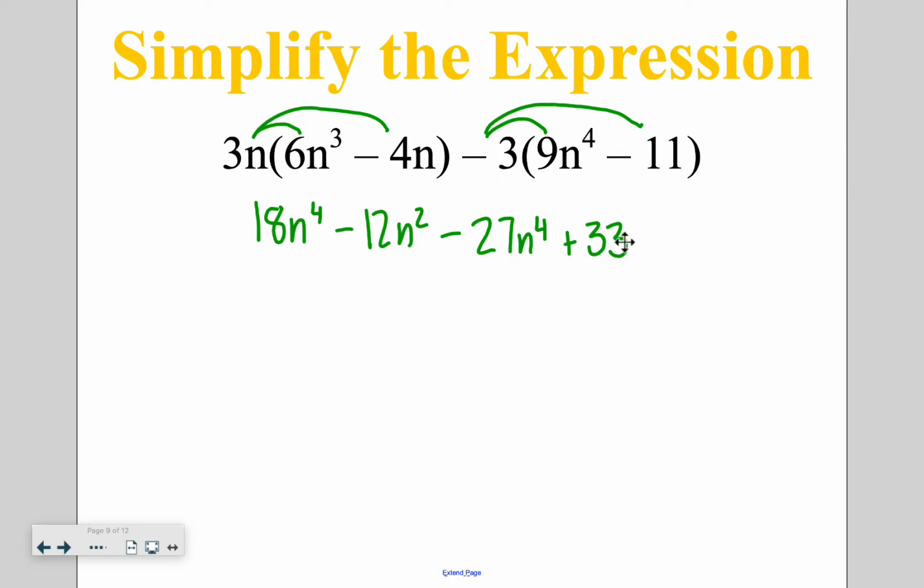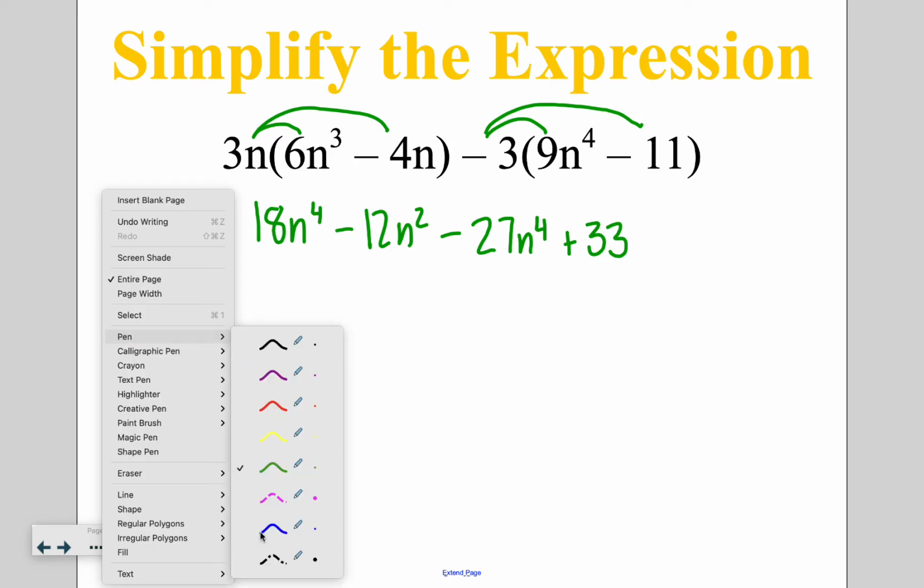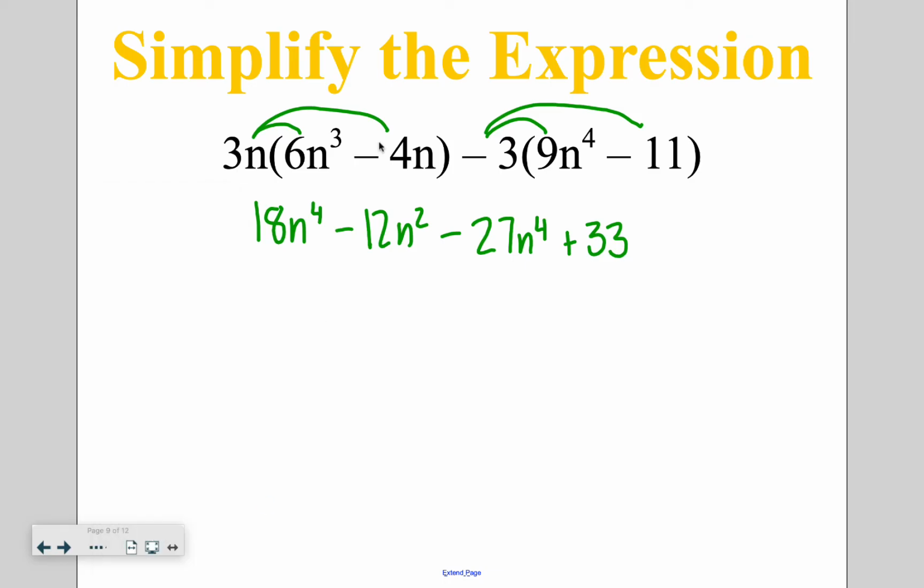So we distributed, which is part of our simplifying process. Now we need to see if there are any like terms. In order for two terms to be considered like terms, they need to have the same variable with the same exponent power. So in this example, 18n to the fourth and -27n to the fourth, those have the same variable, n, and the same power to the fourth. Negative 12n to the second is not a like term because the exponent does not match the other two exponents.